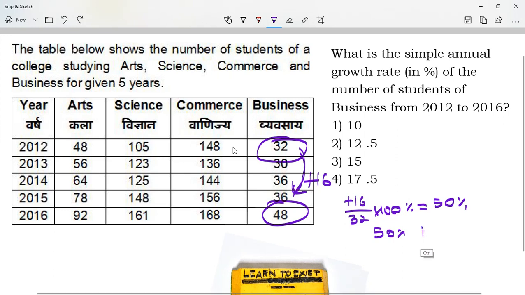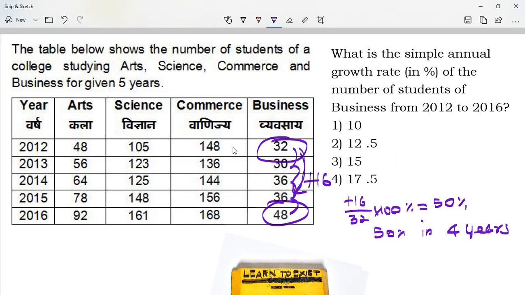in how many years? 1, 2, 3, 4. Okay, in 4 years. And we need the simple annual growth rate. Simple annual growth rate. Okay, so we need per year simple growth rate. Okay, so we just need to divide it by the number of years, and the answer would be 50 by 4, and this will be the answer.